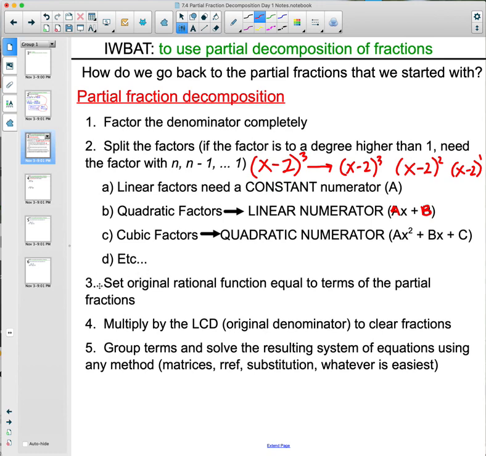Then we're going to set the original rational function equal to those partial fractions, multiply by the LCD, group it together, and solve with matrices. I know this doesn't make a lot of sense written out like this, so let's take a look at a couple examples.